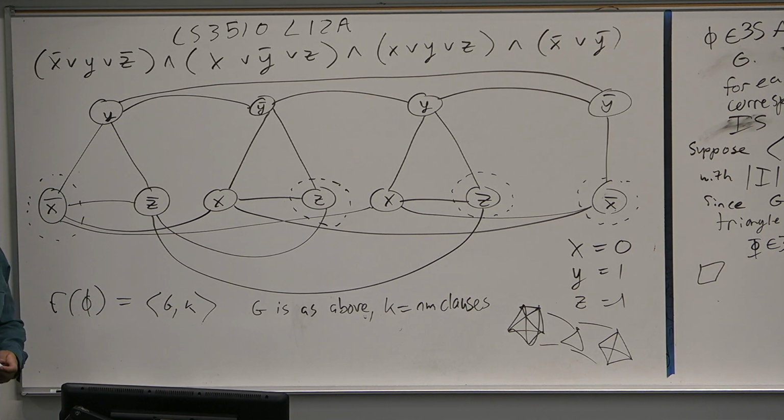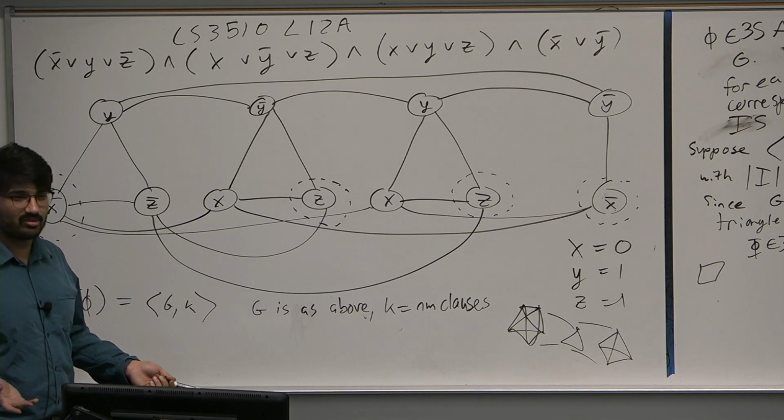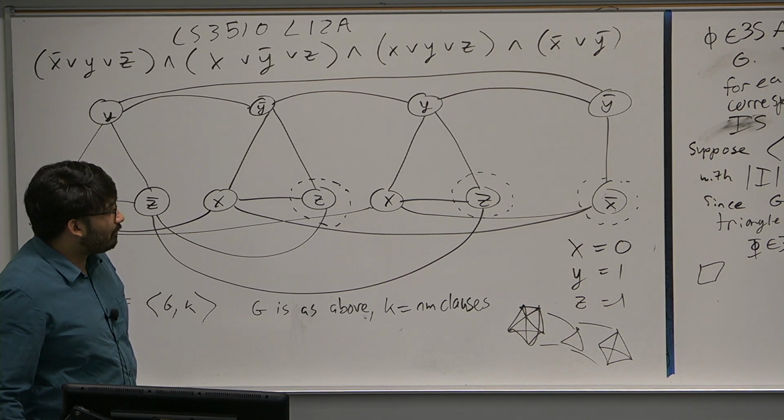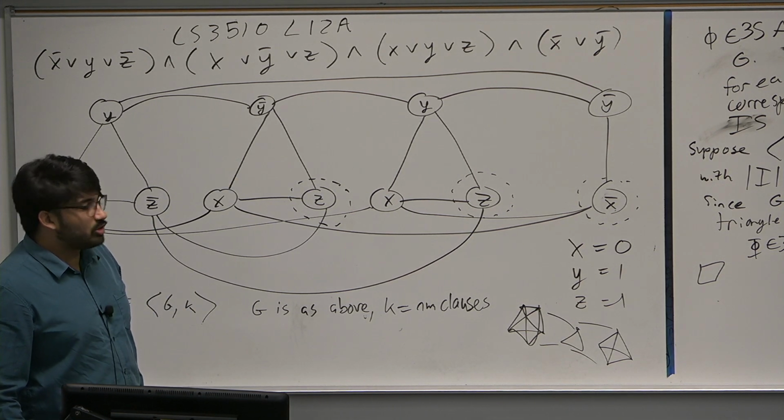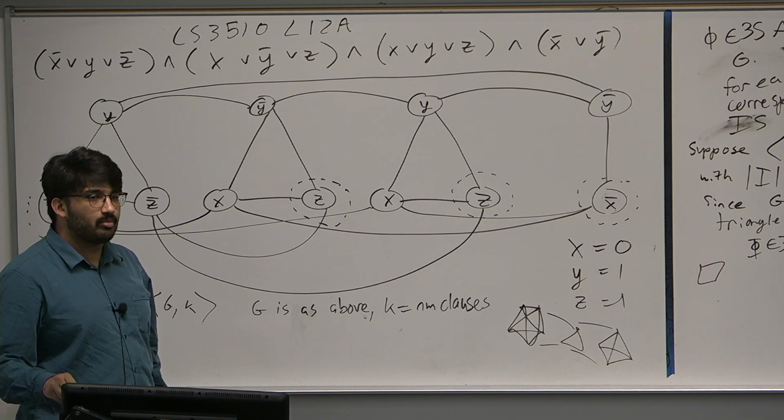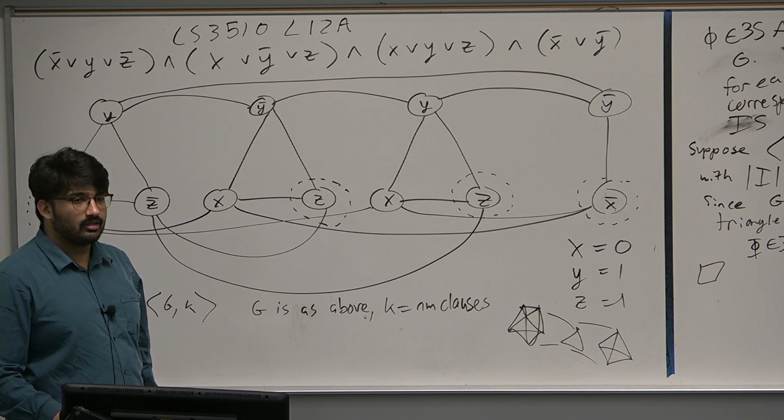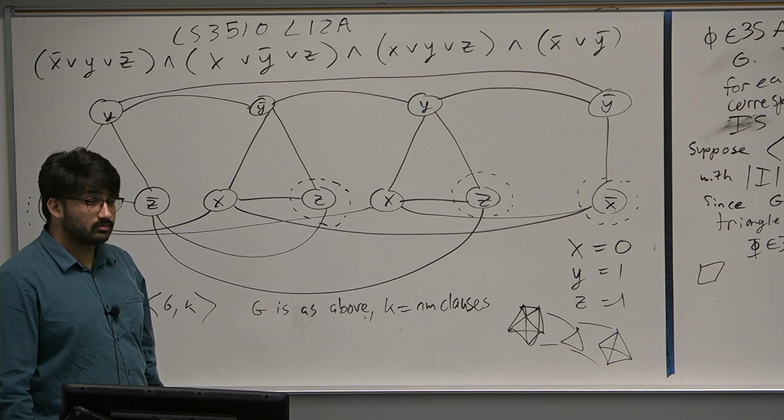So 3 SAT makes things simple. That's another reason we think about 3 SAT more than we think about SAT. Okay, we've proven the reduction. You should be fully convinced that you cannot solve independent set in polynomial time. It's hard to solve. Questions on that?